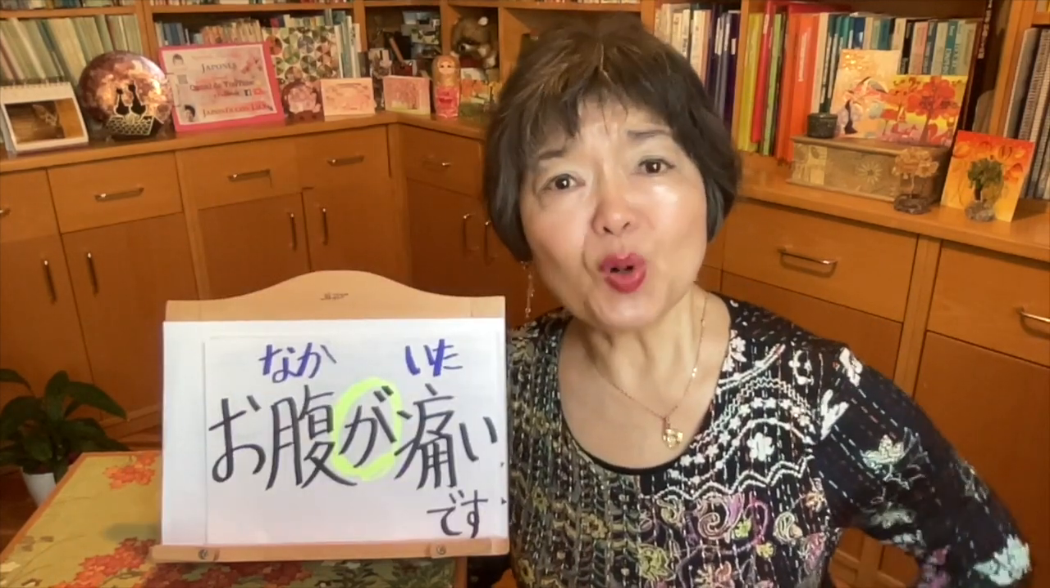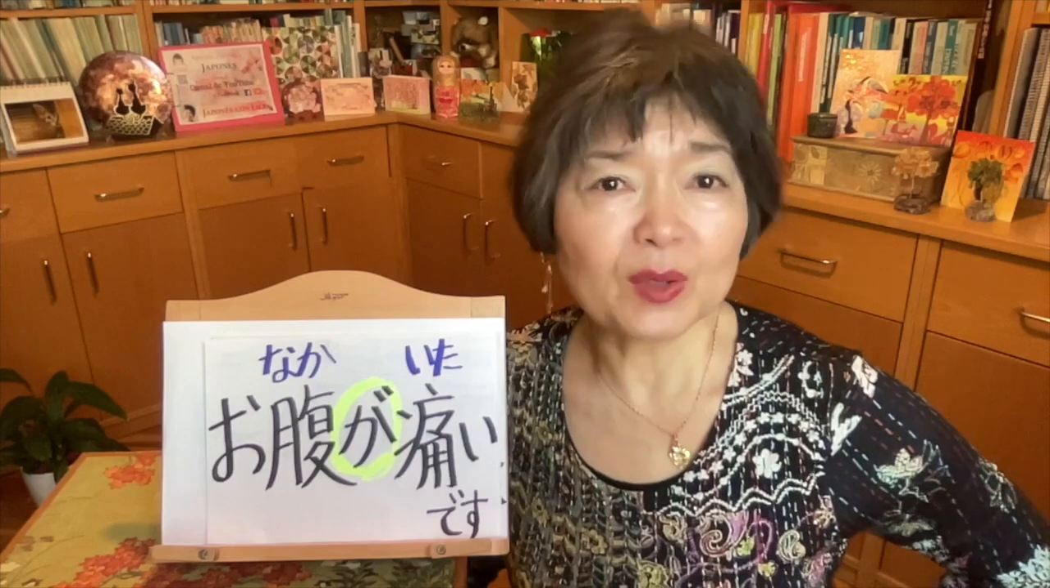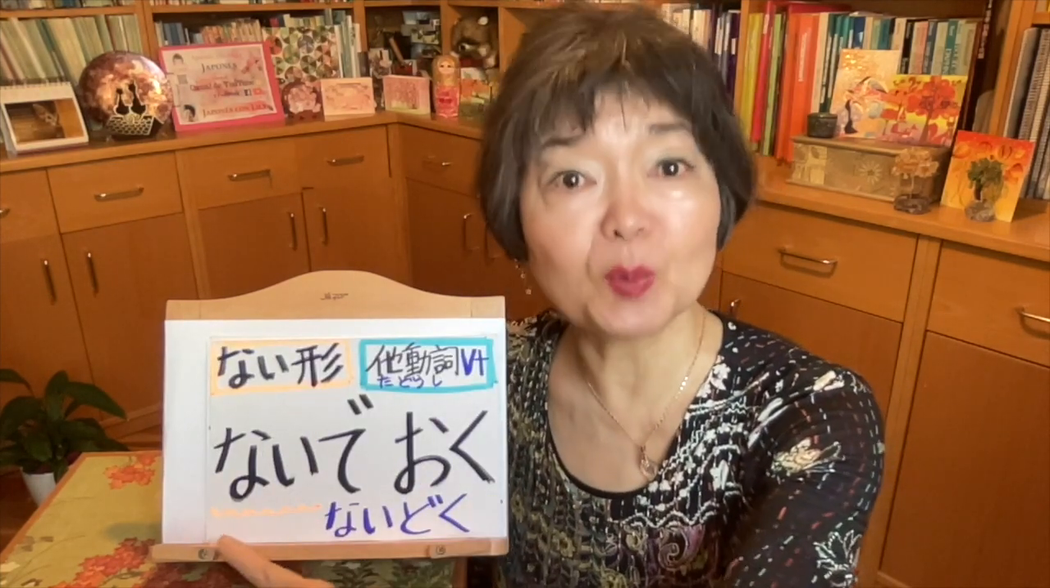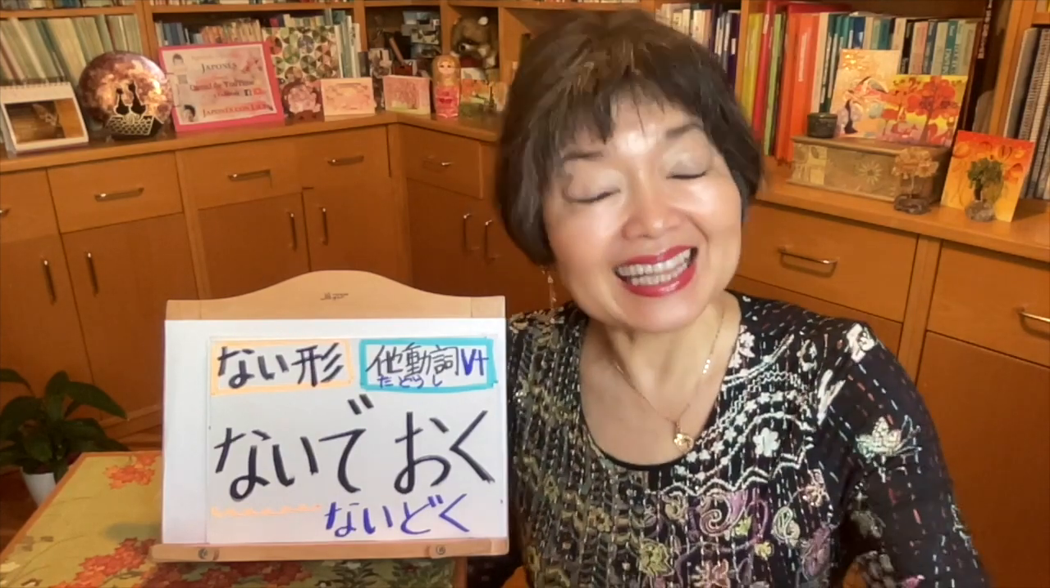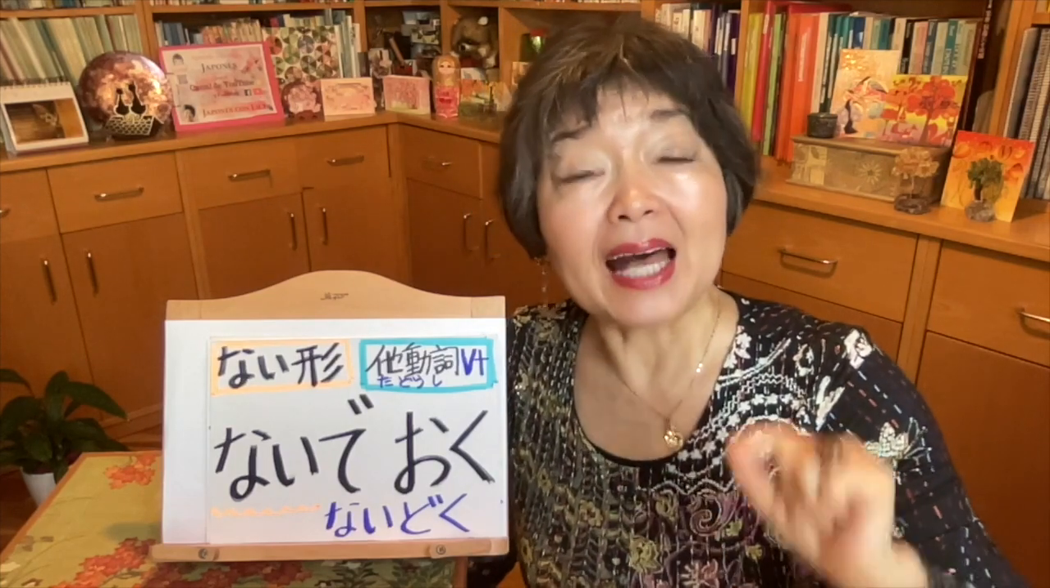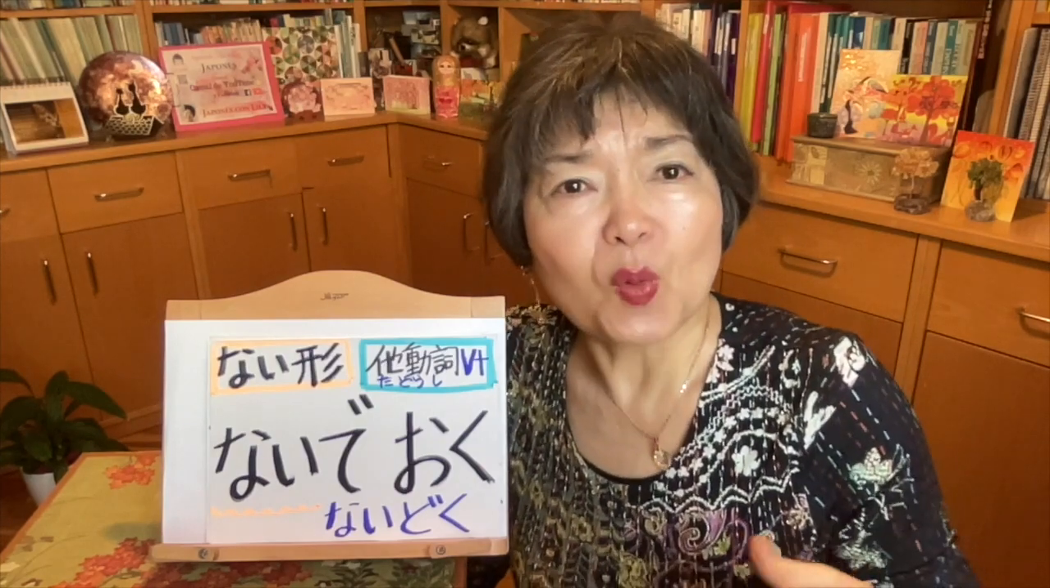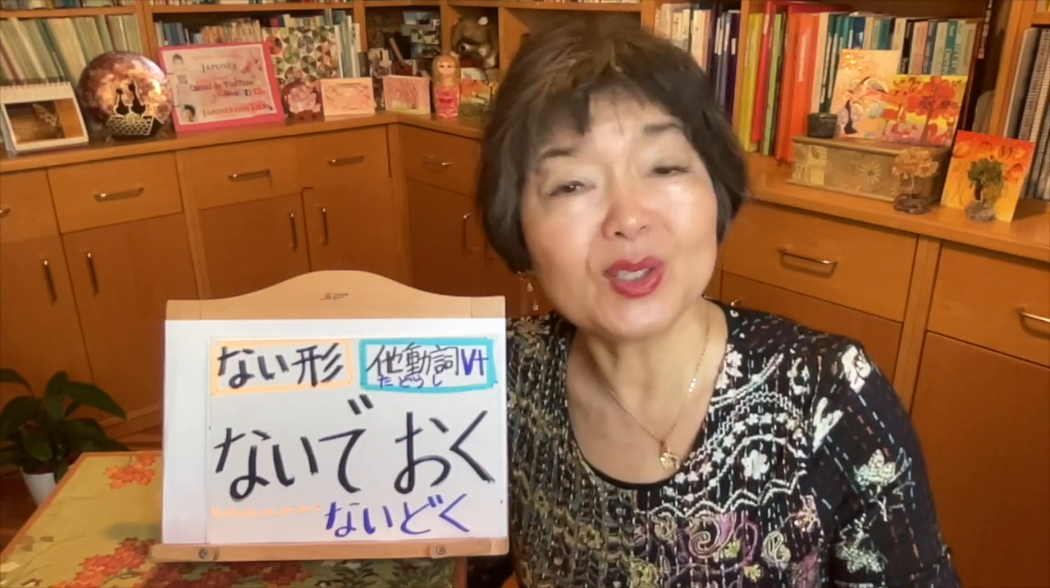As I have abdominal pain, I'm not gonna eat breakfast. I want you to use this grammar form, ないでおく. So maybe we can translate like this, just to understand much better. I'm gonna avoid eating breakfast for prevention because I don't wanna have more pain, stronger pain. So I'm not gonna have breakfast.